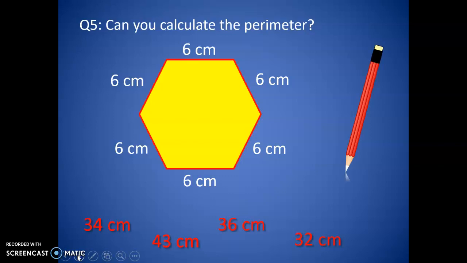It's not 34 and it's not 43. Will you get there faster than me? Yes, well done. It's 36. But how did we get there? Well, we know that each side is 6 centimetres, so we do 6 times 6, which is 36. The perimeter is 36 centimetres.